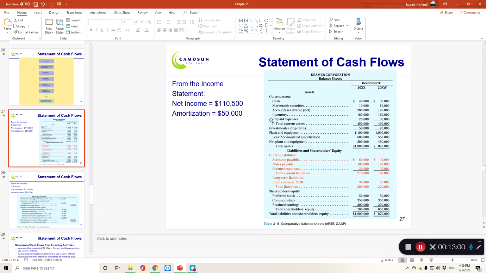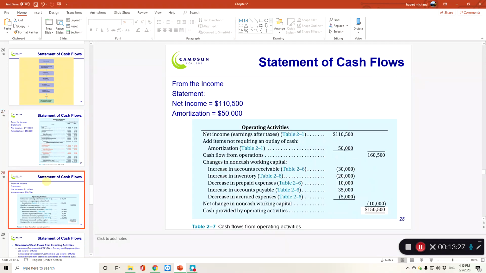The prepaid expense here went down from $30,000 to $20,000. So I paid less. I basically stopped making some of my prepayments on some expenses, and that is a way I save cash. This is a source of cash, which is plus $10,000 in our statement of cash flow. So I think I've done all of the current assets.